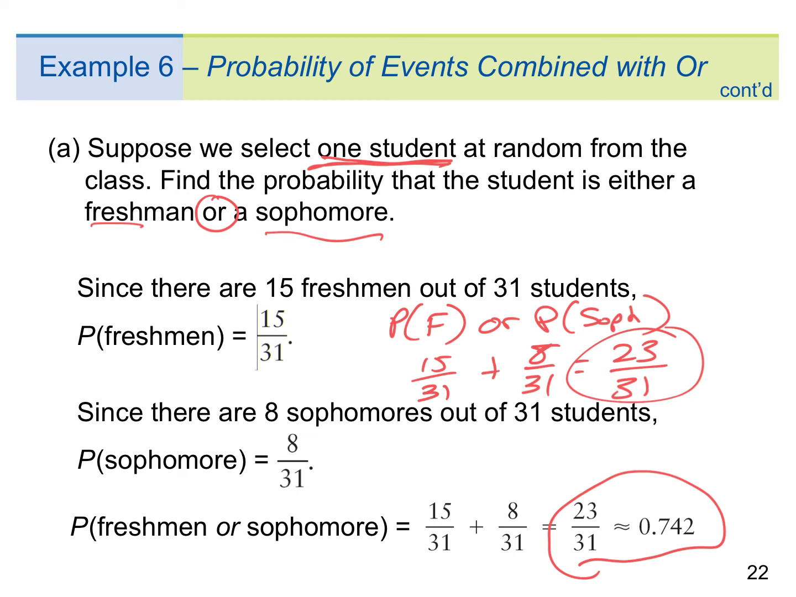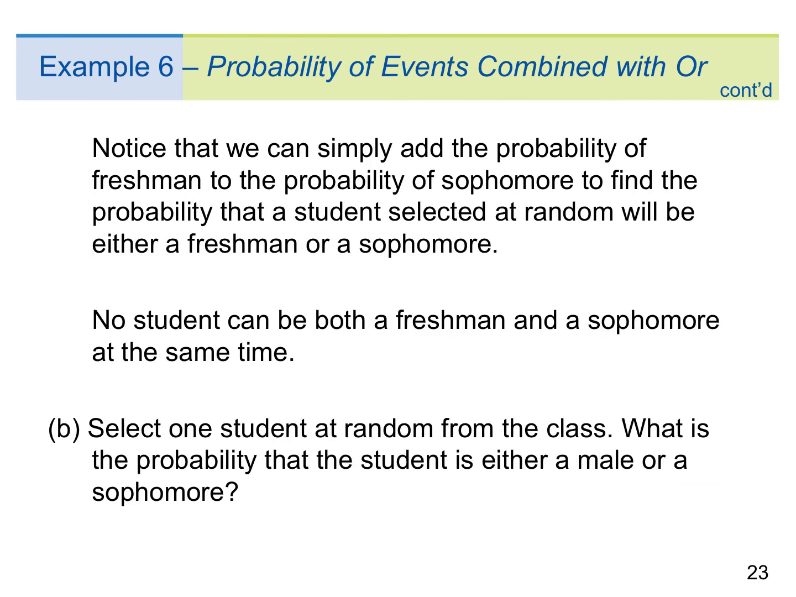So it's your job when you have the one drawing and you see the word or to ask the question, are they mutually exclusive? Notice here they said everything selected at random will be either a freshman or sophomore. No student can be both a freshman and a sophomore at the same time. But let's do question B.